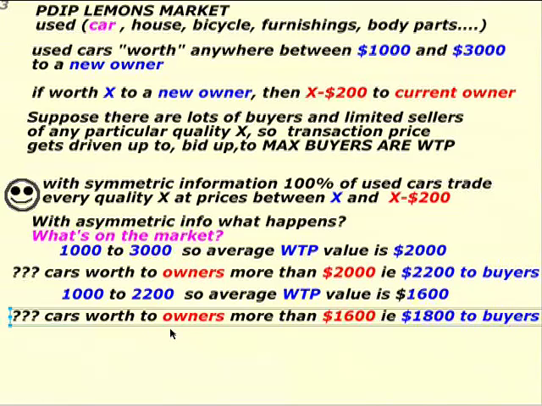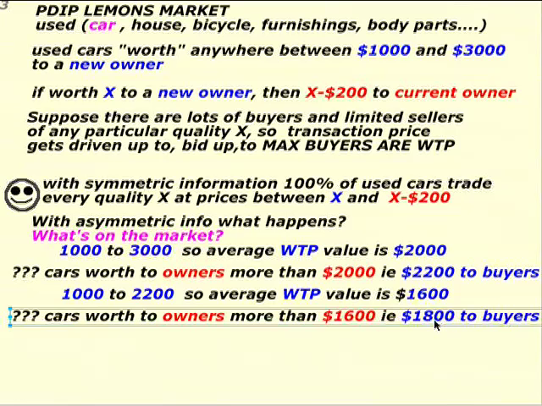So now any seller with a car that's worth more than 1,600 is not going to sell it in the market. Those cars at 1,600 are worth 1,800 to buyers, and so the story goes. Okay, the cars at 1,800 are going to drop out of the market. We'll be left with an average willingness to pay of 1,400.